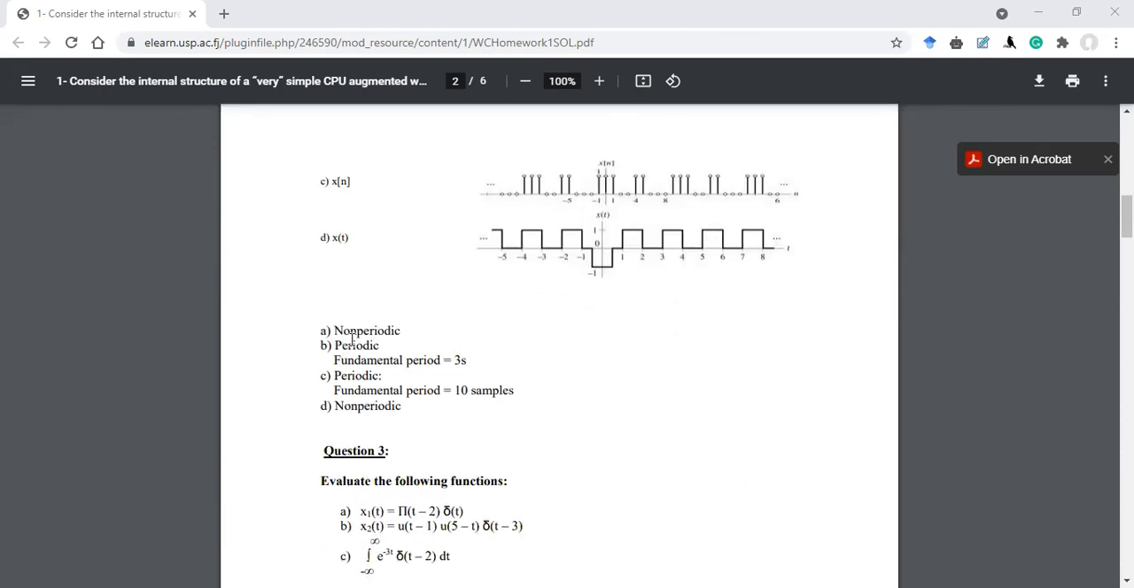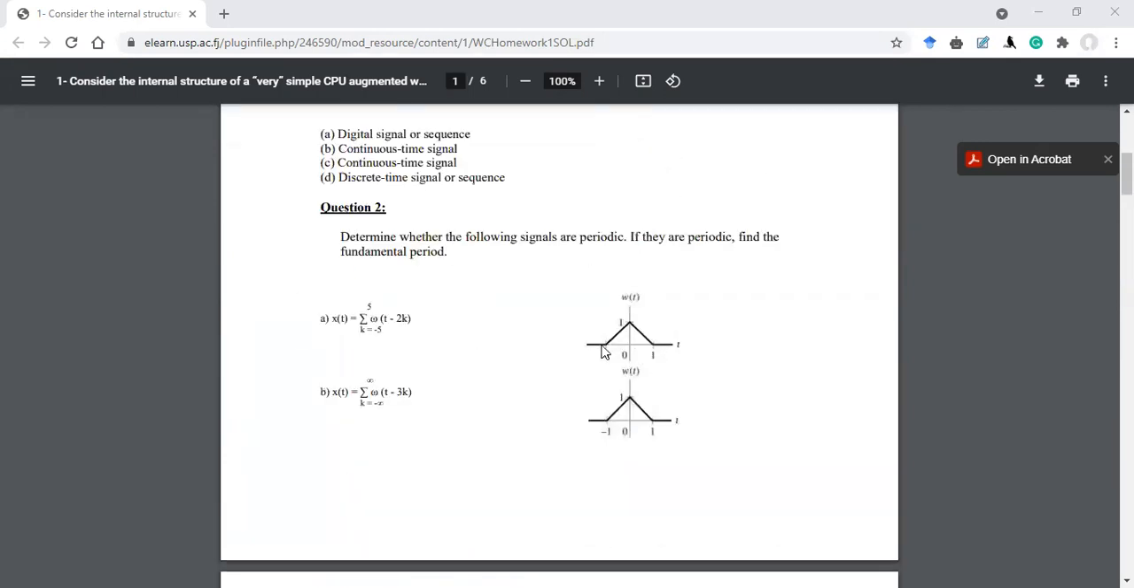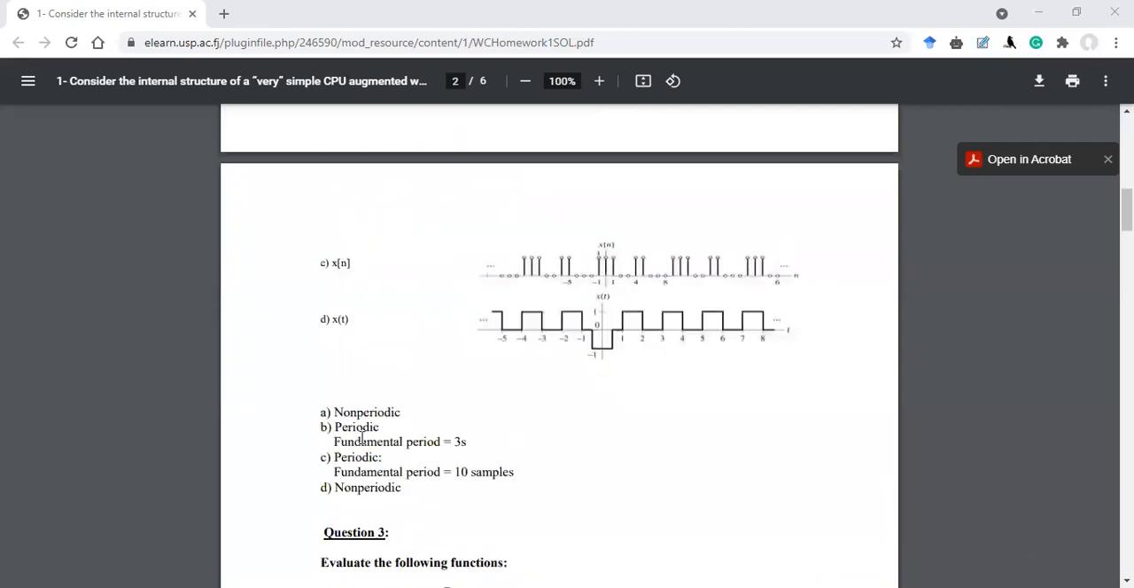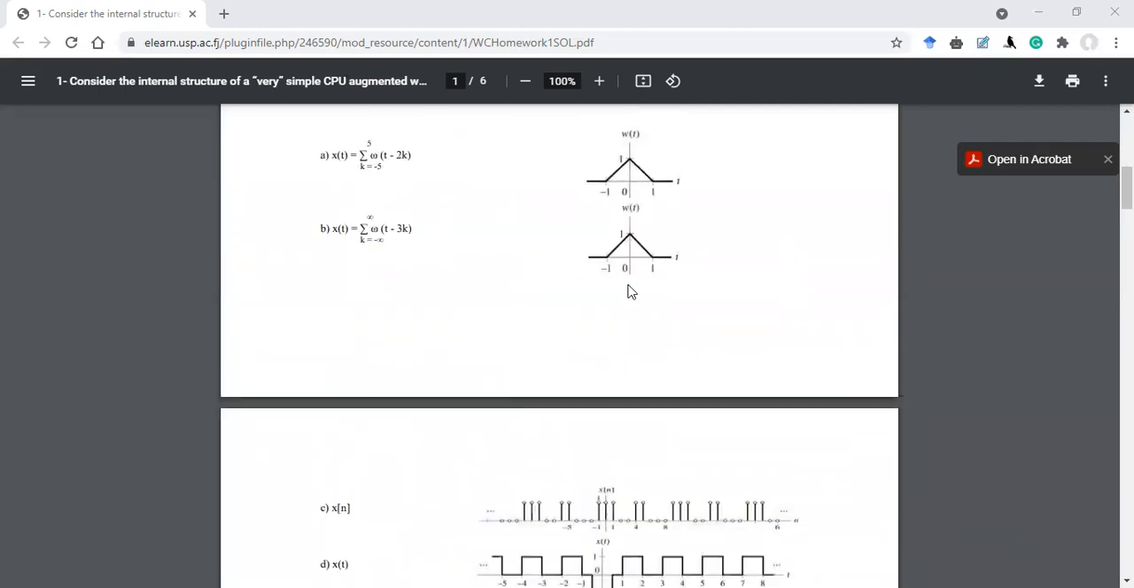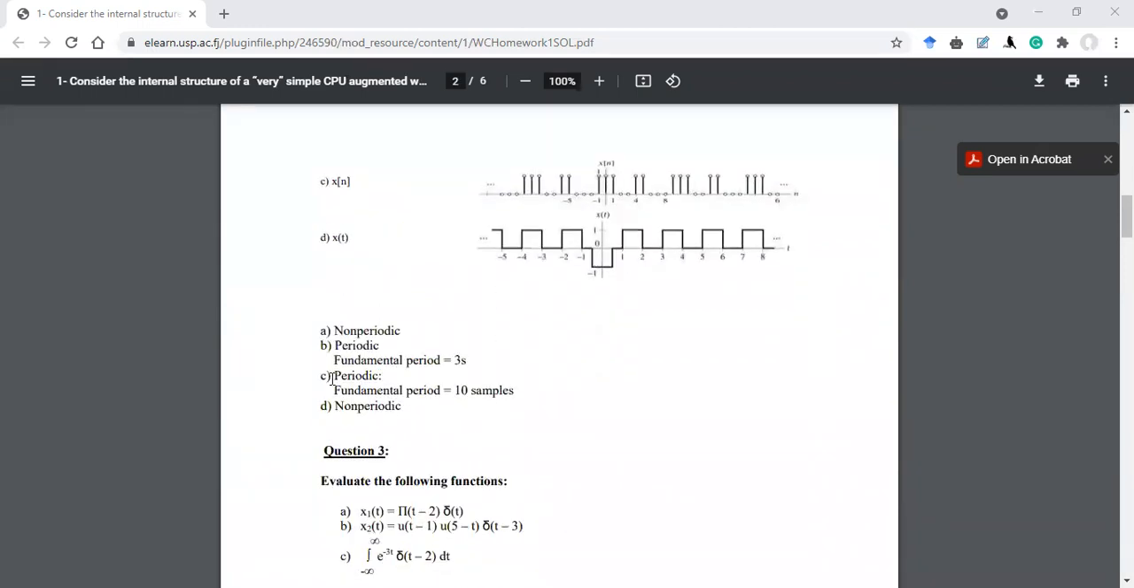You can see the solution. First one was non-periodic. The second one was periodic, right? Like I said, this one was periodic with a period of 3. And then C over here, I said it was periodic, so the fundamental period was 10 samples. D, like Rico said, is non-periodic, because of this particular point.